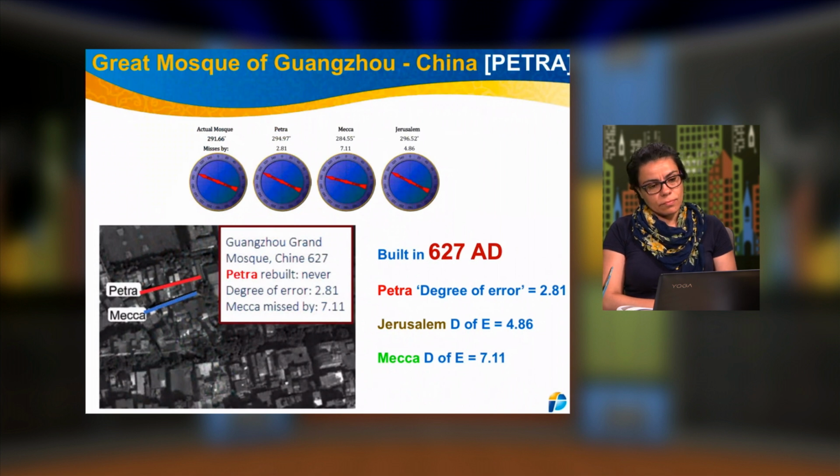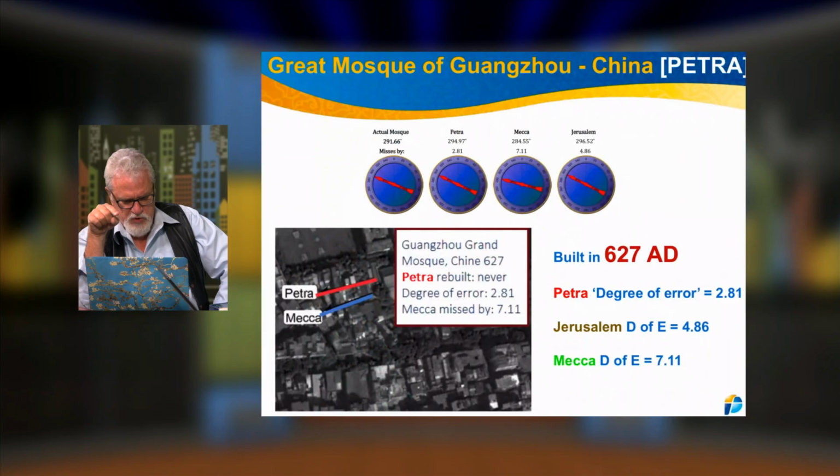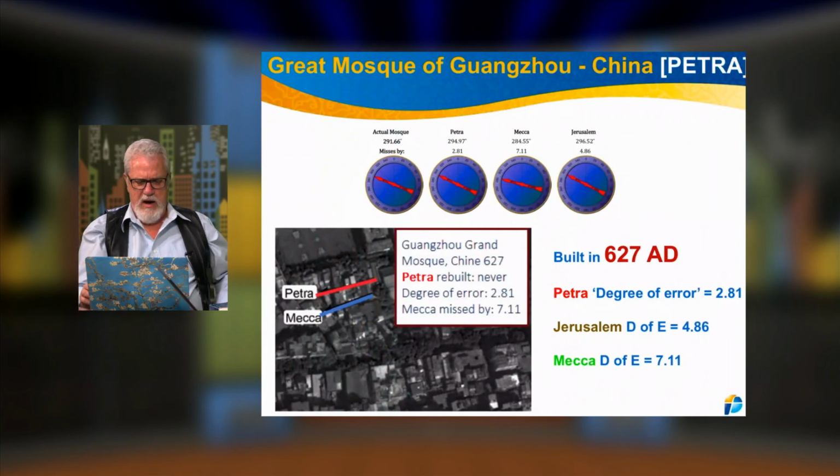The next would be Petra. Then the following one would be where Mecca is and where Jerusalem is. When you look at this, you see the proper degrees, not coordinates. The degree of error for Petra would be 2.81. The degree of error for Jerusalem would be 4.86. And the degree of error for Mecca would be 7.11. So obviously Petra is the closest. It's much closer to Petra than Mecca.